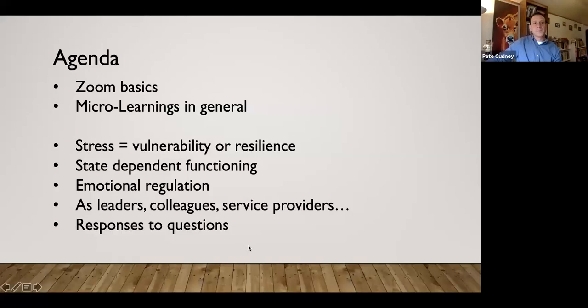Attend it today through the recording. So before we jump in, Zoom is probably new to a lot of folks, so I thought I would just walk us through some basics on Zoom as well as microlearnings, and then we'll jump right in after that. So I'm going to share my screen here, so hopefully this works for everyone.